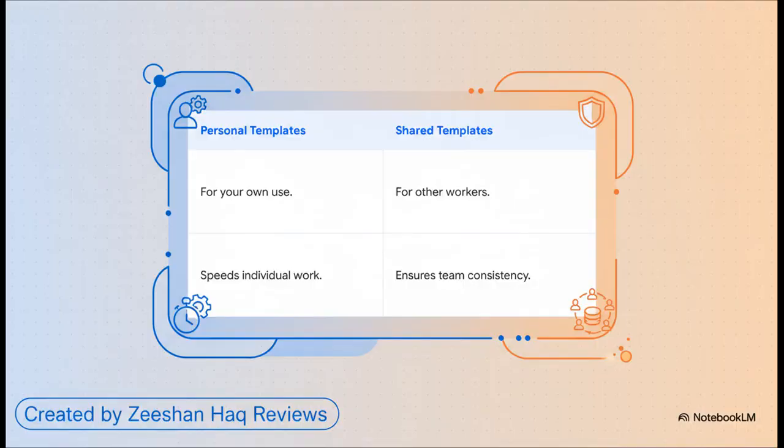And the system gives you two powerful ways to use them. First, you can create a personal template. That's your own private shortcut for the products you're always working with. But you can also create a shared template. And this is amazing for larger teams because it makes sure everyone is using the same consistent data. It just locks in that consistency for the whole organization.